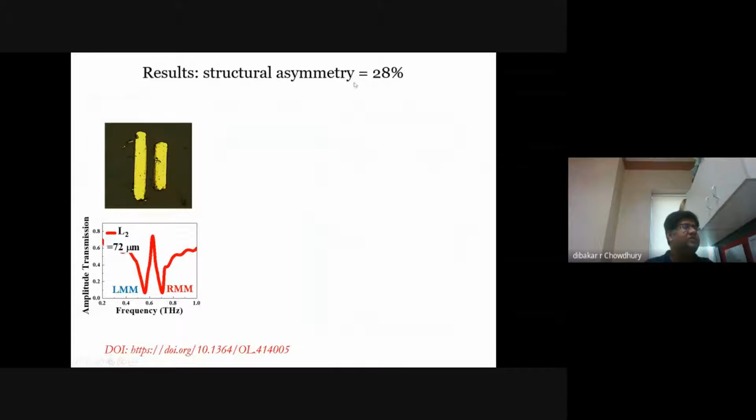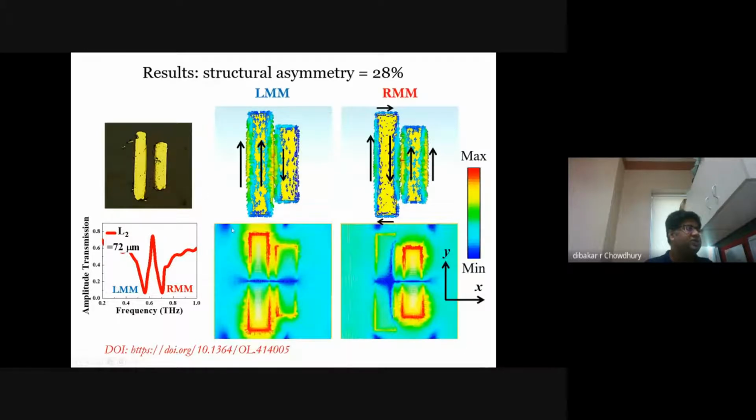Moving ahead, if we increase the asymmetry to 28%, this is the real picture of the structure of the metasurface, of course one unit cell. This is the LMM and this is the RMM. In the LMM, the surface currents are anti-dipole kind of. But in the right metamaterial mode, there is a very interesting thing: in the right resonator, although the current is like a dipole, in the left one it is a circular current across the resonator. This is what we are actually targeting.